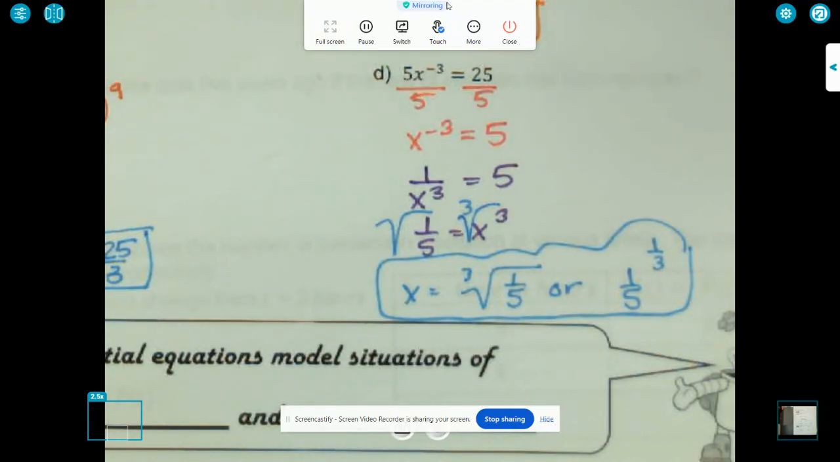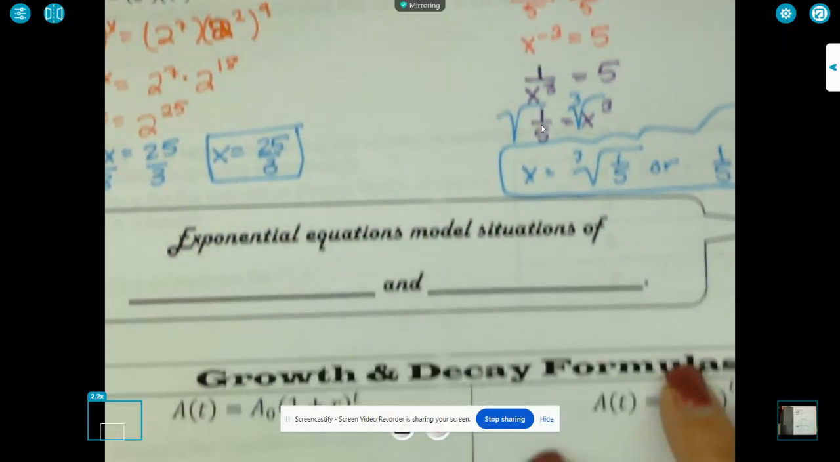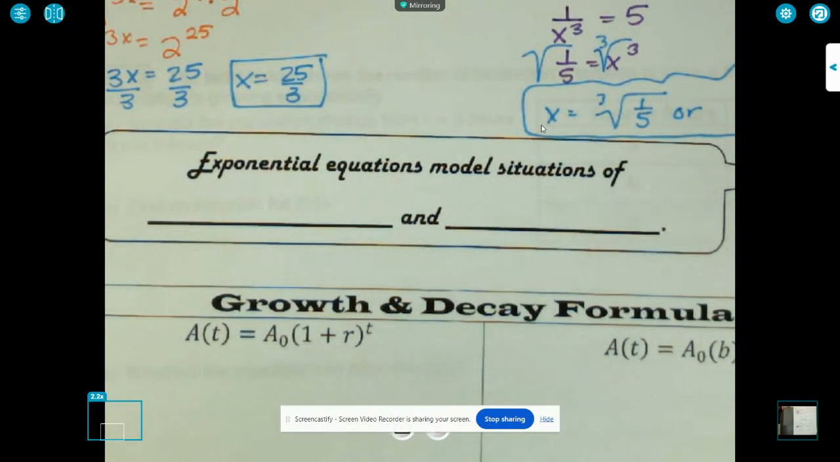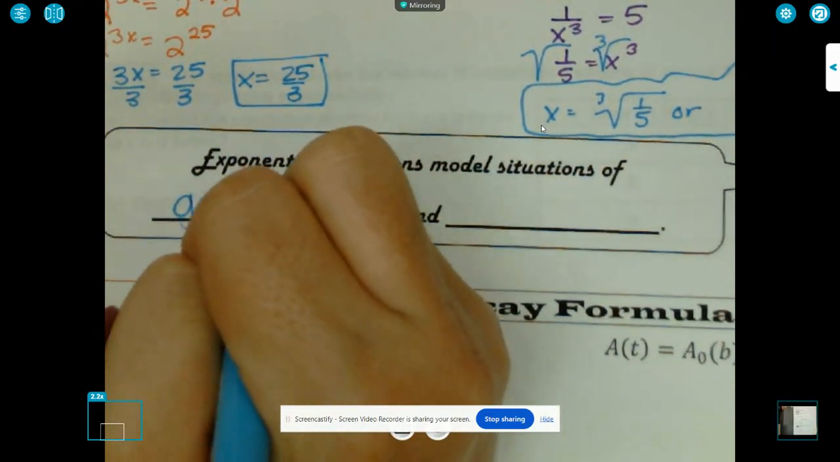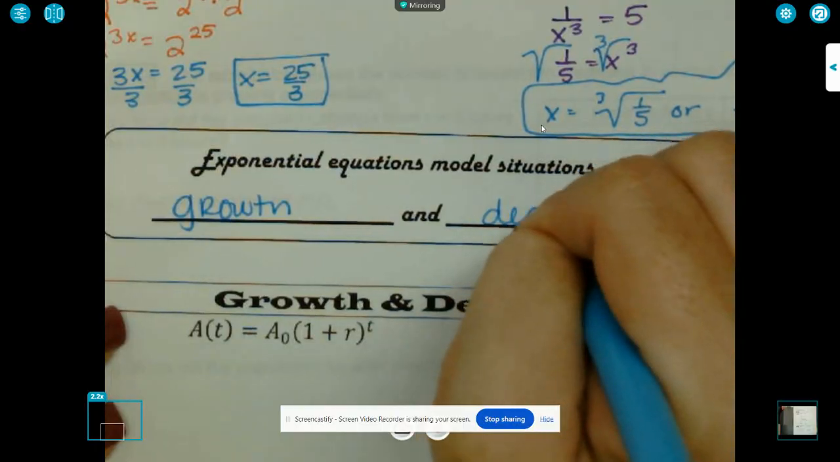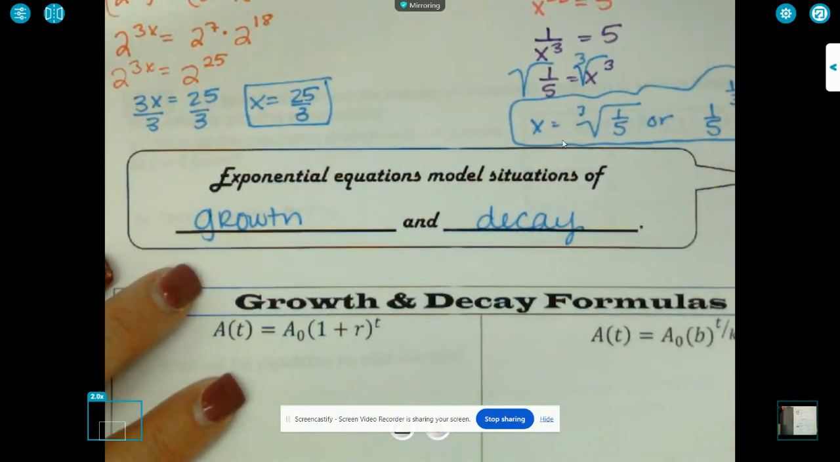Exponential growth and decay. Everybody likes it because it's in the calculator. All right, so exponential equations model situations of growth and decay. What is a major purchase you make in life that has exponential growth?